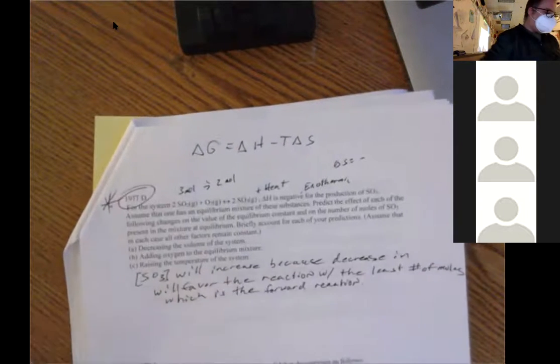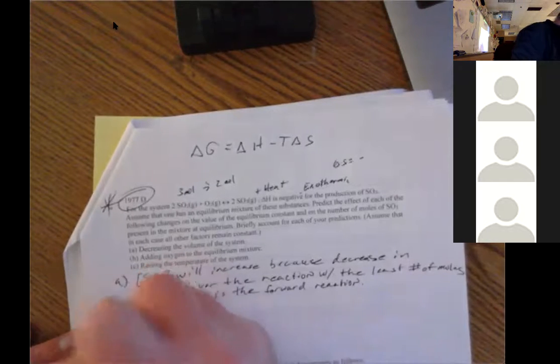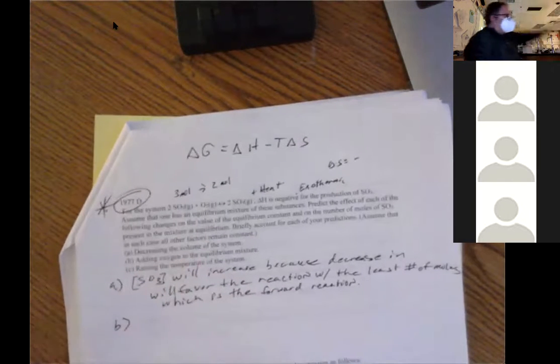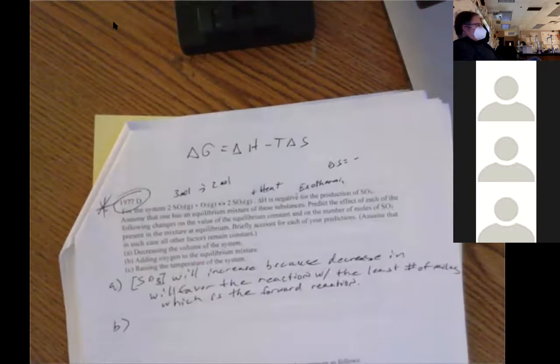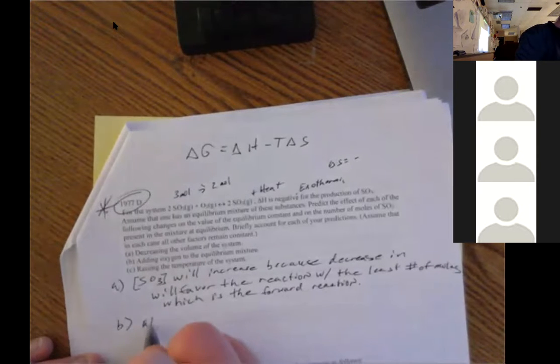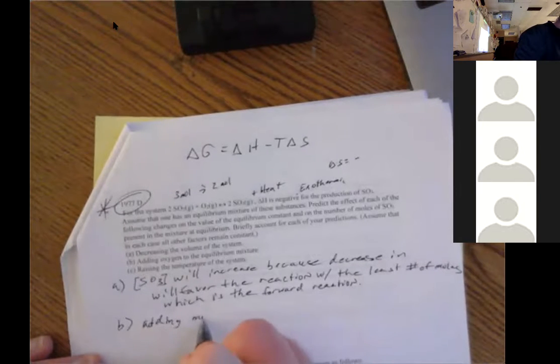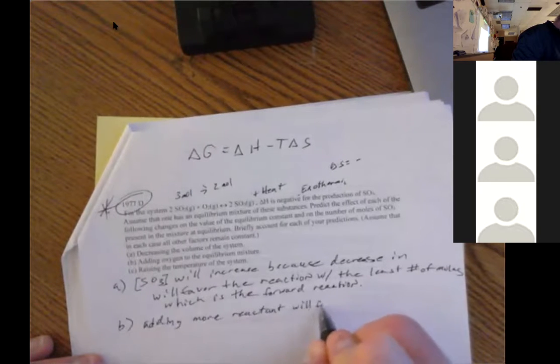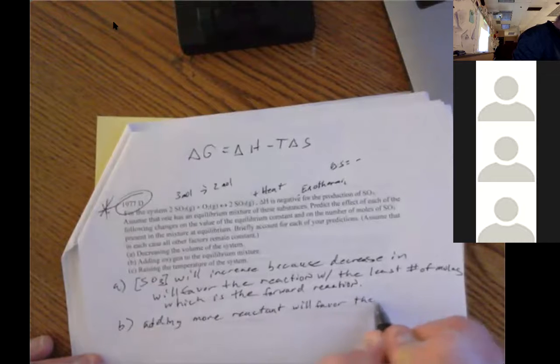All right. Adding oxygen to the equilibrium mixture. Is oxygen in the reaction? Yes. So if we add oxygen to the mixture, oxygen is a reactant. So if we increase the concentration of the reactant, what does that do? Does it favor the forward or reverse? Favors the forward, because adding more reactant will favor the forward reaction.